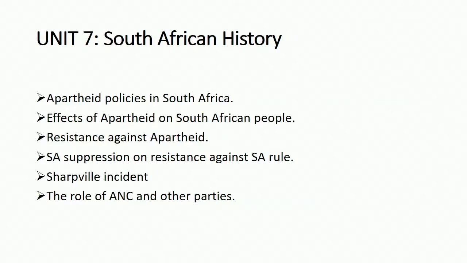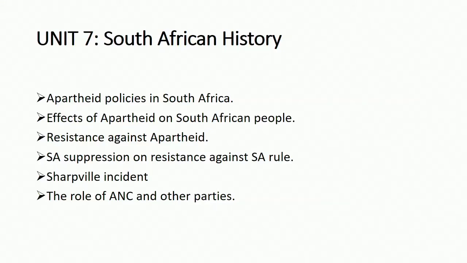So the last unit here is South African history. You must know the apartheid policies that were applied to blacks in South Africa. Then you should be able to know about the effects of apartheid. Effects means either good or bad on the South African people. Now, when this apartheid was introduced for blacks in South Africa, did people accept it? Yes, it's fine with us? They resisted against it. You should know the various ways how the South African black population resisted against this apartheid. Now, when people resisted against apartheid, the South African government suppressed. To suppress is when you put down the resistance. So you have to know why they suppressed it.